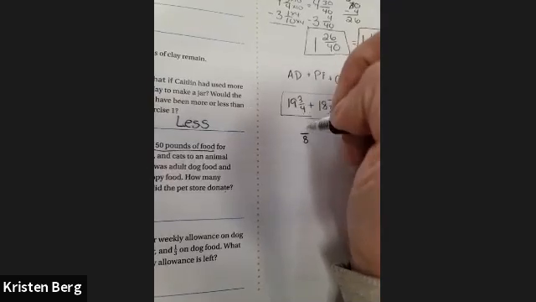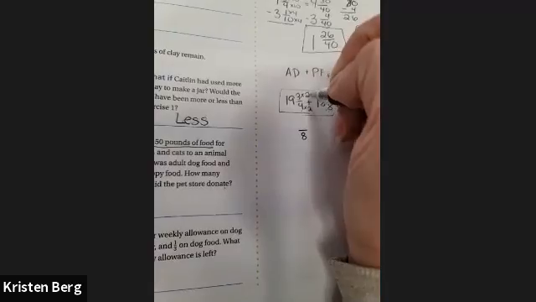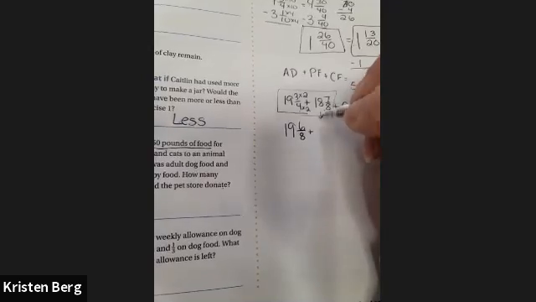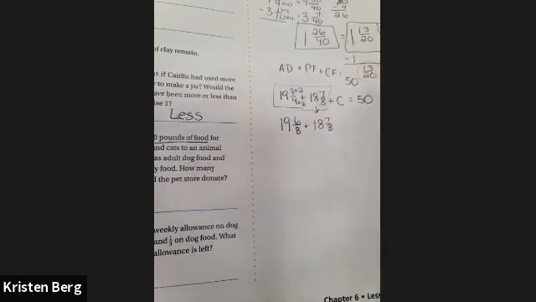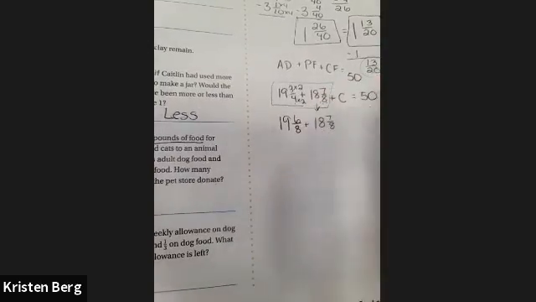So what do I do to a 4 to get it to an 8? I have to times it by 2. So if I times that by 2, I must do the same to my numerator. 3 times 2 is 6. So that would be 19 and 6/8 plus 18 and 7/8. This is just going to be the same. It is not going to change. So now I'm going to go ahead and add.